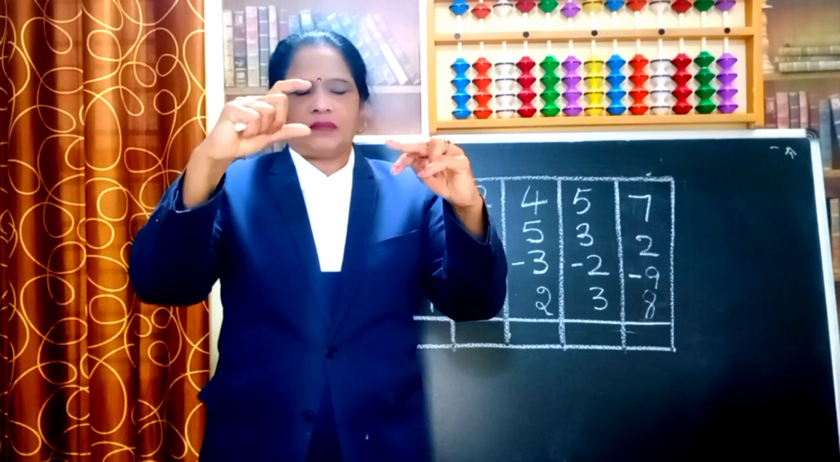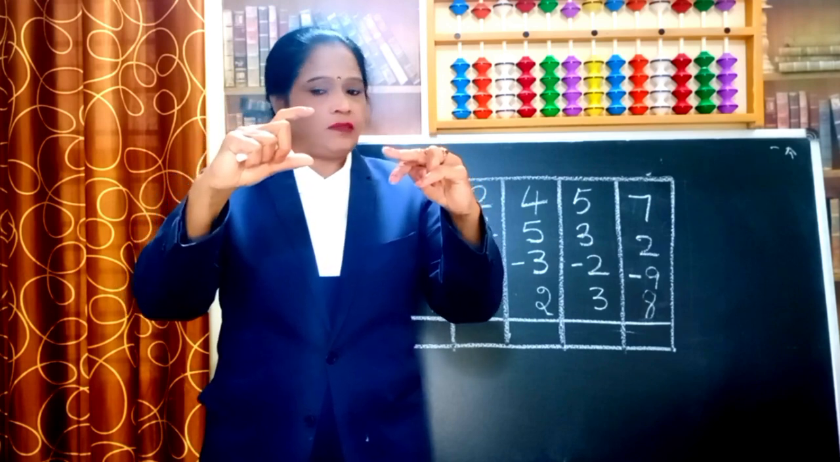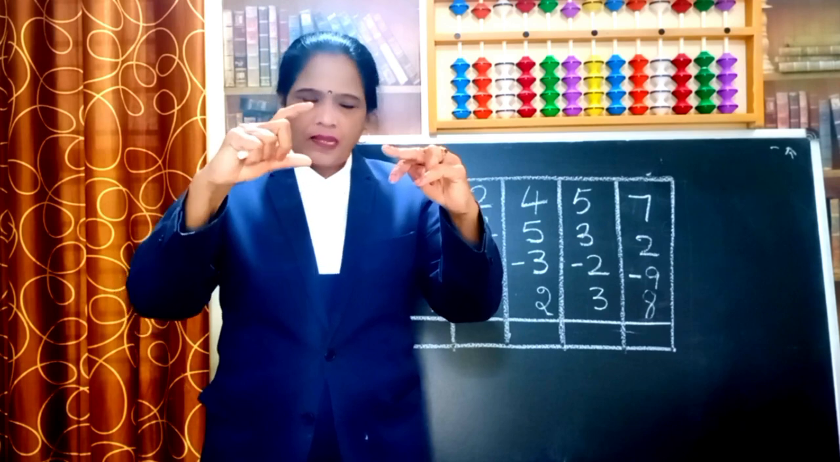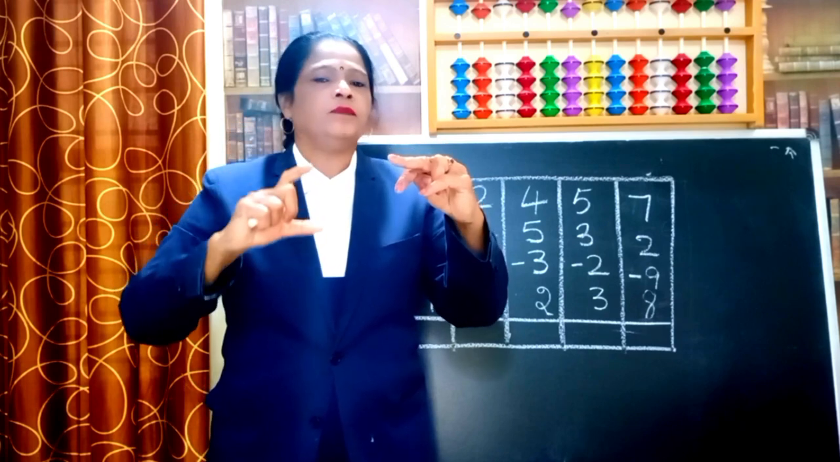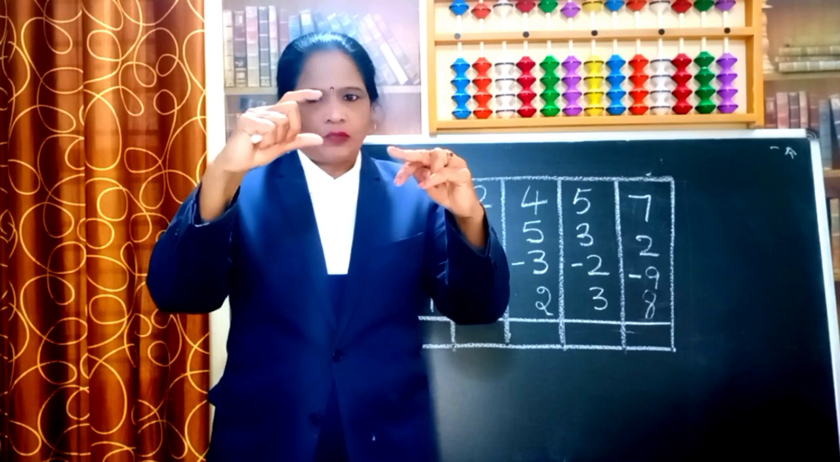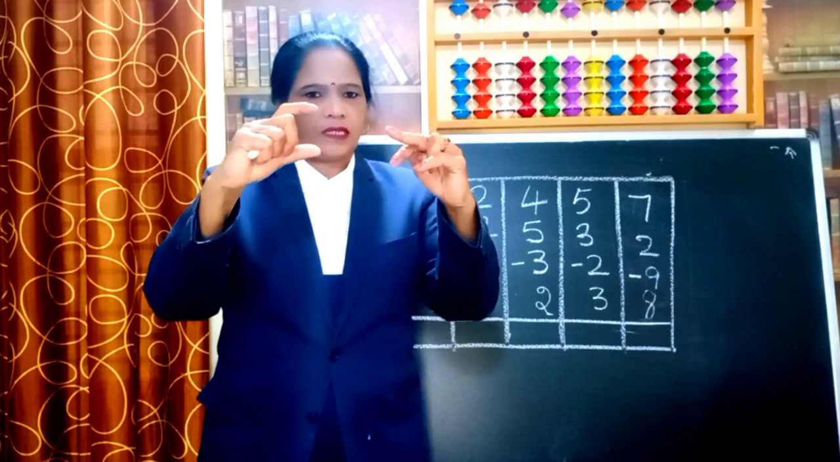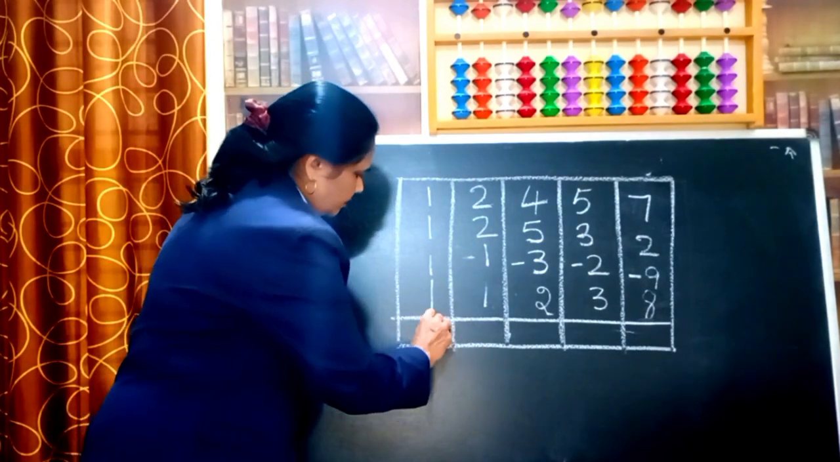Add 1. That is 1. Again add 1. One more bead is moving towards the divider. That is 2. Again add 1. 3 beads are moving towards the divider totally. That is 3. Again add 1. That is 4. So I have to visualize like this. 4 beads are touching the divider. So that is 4. Okay.